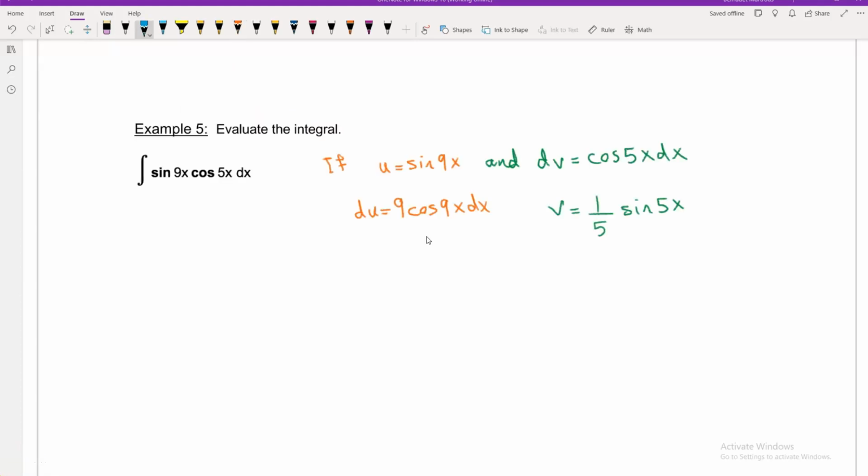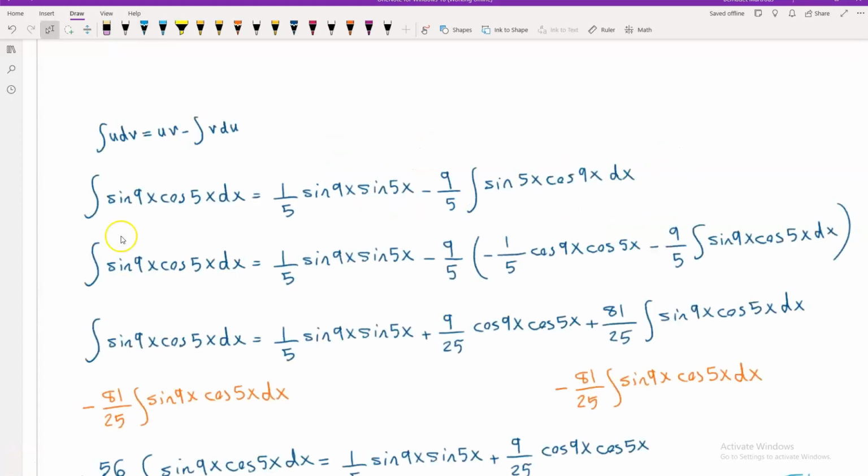So I'm going to use u equal to sine 9x and dv equal to cosine 5x times dx. Based on this, du is equal to 9 times cosine 9x dx, and v is 1/5 sine 5x. Here the derivative of sine is cosine, and to recall, the derivative of cosine is negative sine.